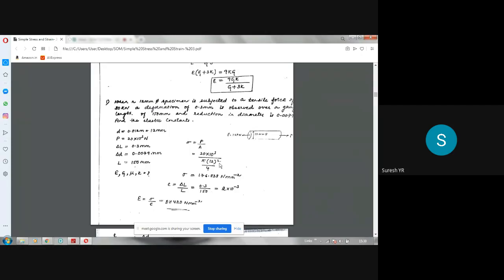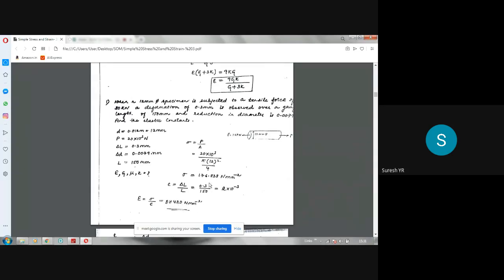Then strain, either you can write it as E or epsilon, they are same, is equal to delta L by L, change in length divided by initial length. Those two values are given in the problem. The increase in length is 0.3 mm divided by L, the gauge length of the specimen, 150 mm. If you simplify that, you will get 2 into 10 power minus 3. Strain doesn't have any unit, it is just a number. Then Young's modulus is equal to stress divided by strain, sigma divided by epsilon or E, which you are going to get as 88,420 Newton per mm square.